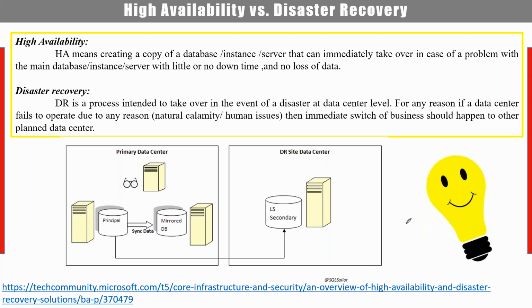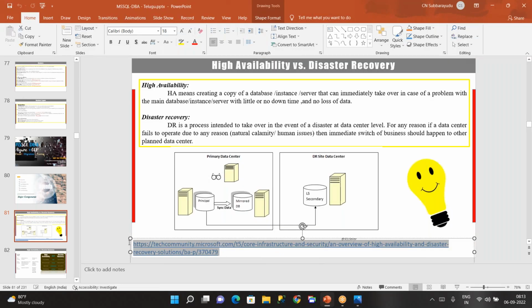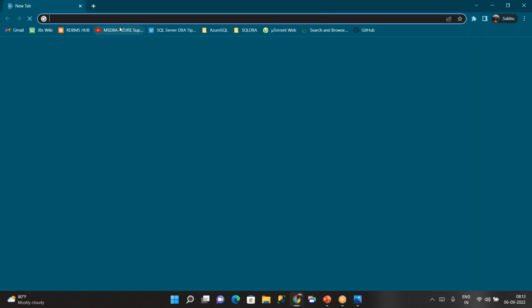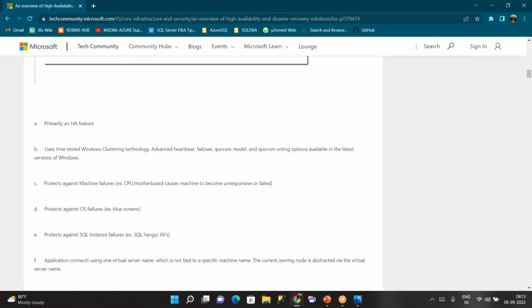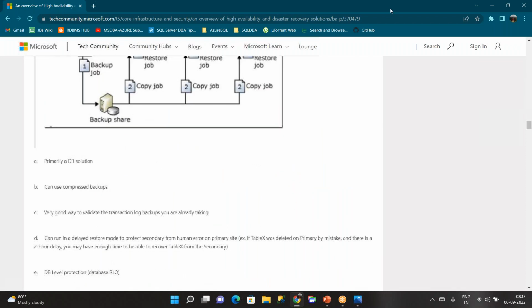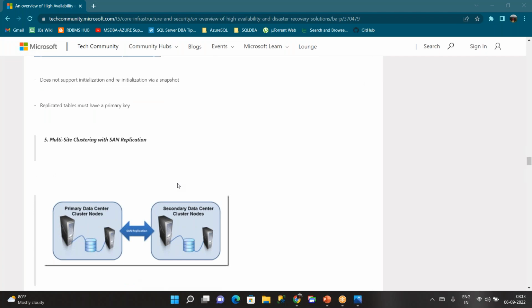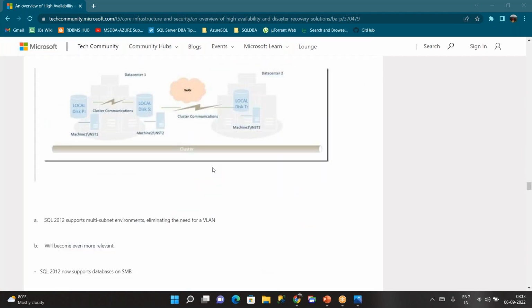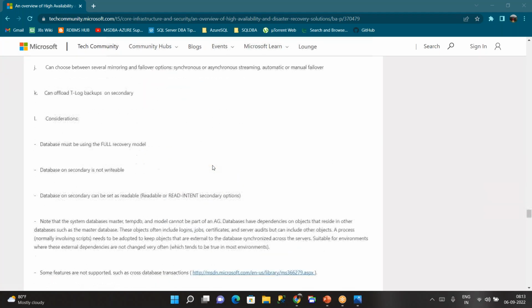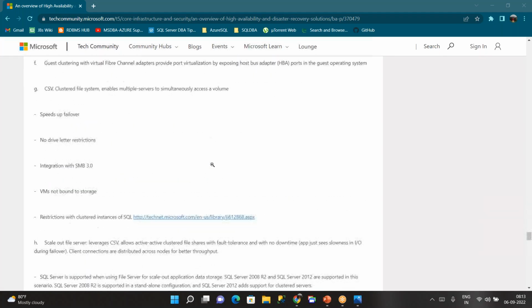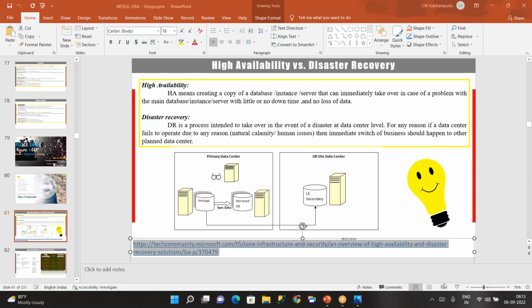What is this URL? High availability and disaster recovery. Make a note of this, sir. A very interesting document. We are going to discuss all of this, sir. No need to go and start learning. Whatever is here, we will discuss in the coming sessions, one by one. In one shot you can see everything in the pictures and some information. Forget about this one. We are going to discuss everything live only.